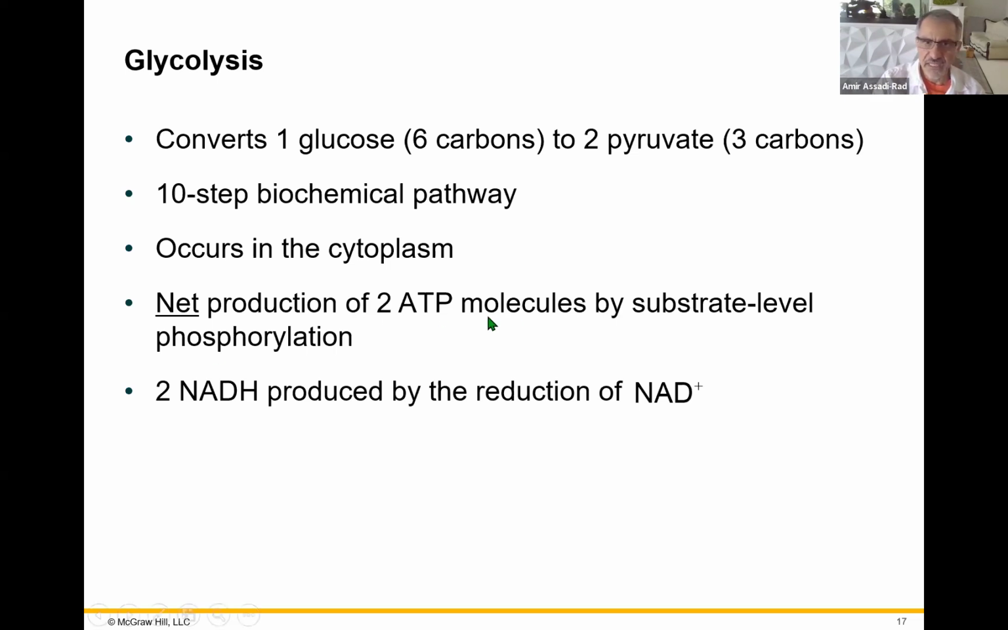Net production of 2 ATP molecules by substrate level phosphorylation. So you will see there are 4 ATP generated. That's a gross, G-R-O-S-S. But 2 of them were invested. So at the end, you net 2.